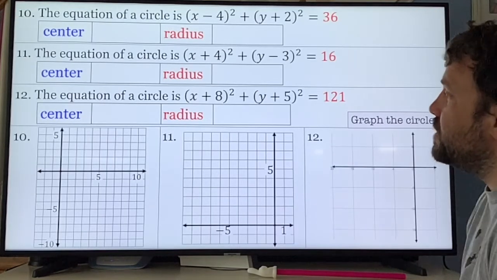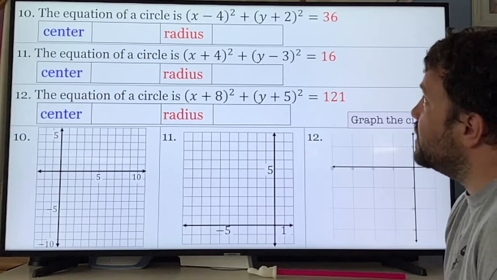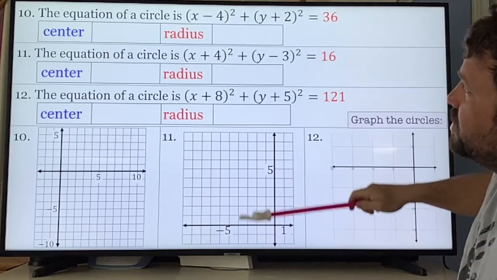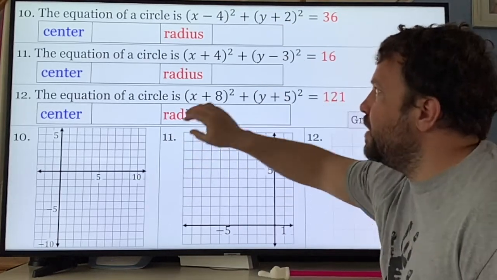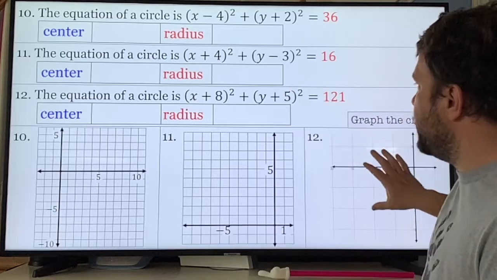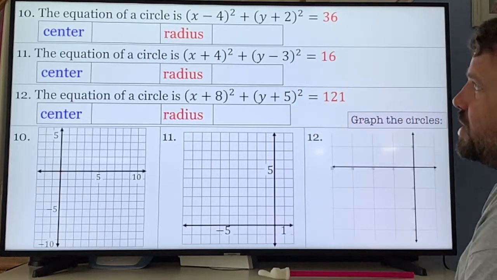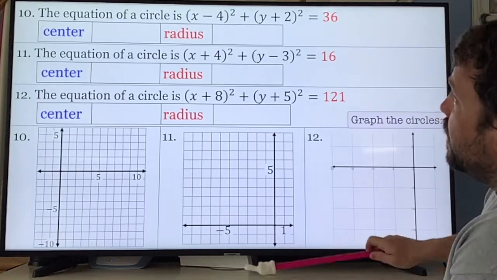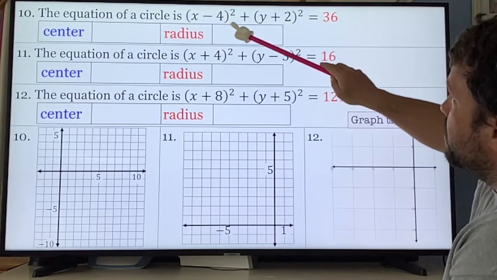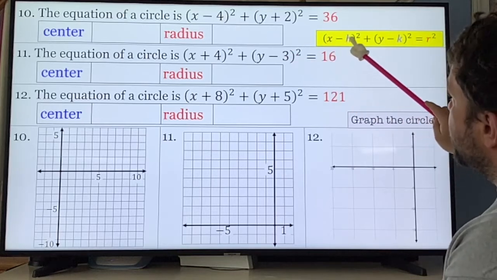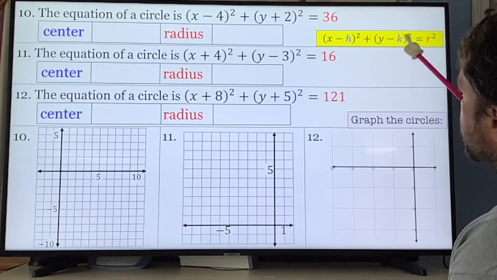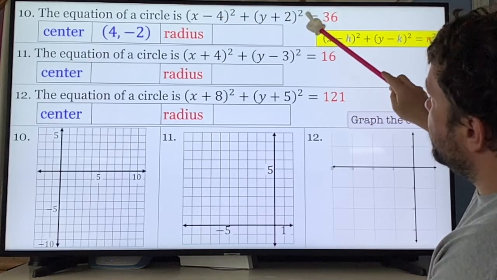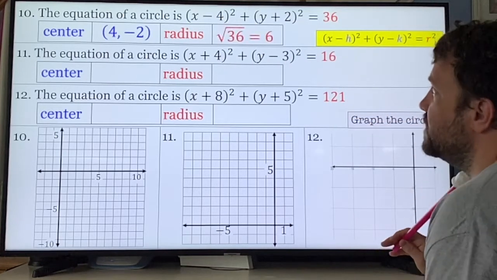All right, so what I want you guys to do, first thing, take the equation. Now look at how this works. Number 10, graph it over here. Number 11, graph it over here. Number 12, graph it over here. This was the easiest way to set it up. So number 10, any problems? Good, let's look. Negative 4, 2. So your formula is x minus h squared plus y minus k squared equals r squared. So h is 4. Since this is a positive, that's a negative 2. Square root of 36 is 6.